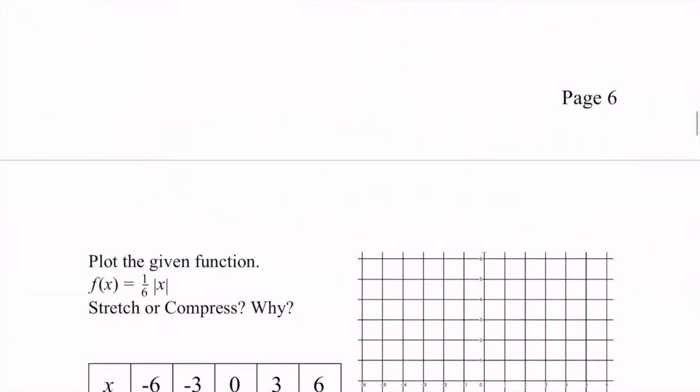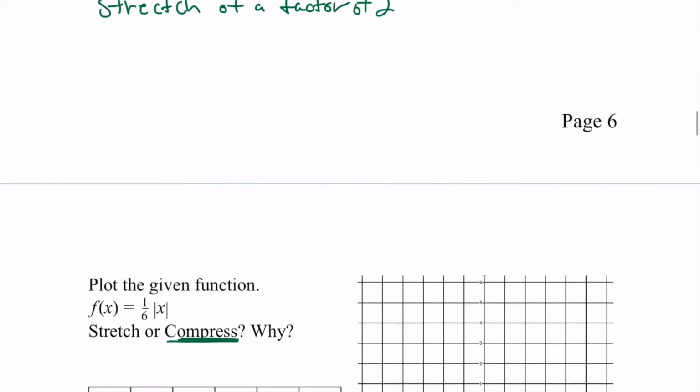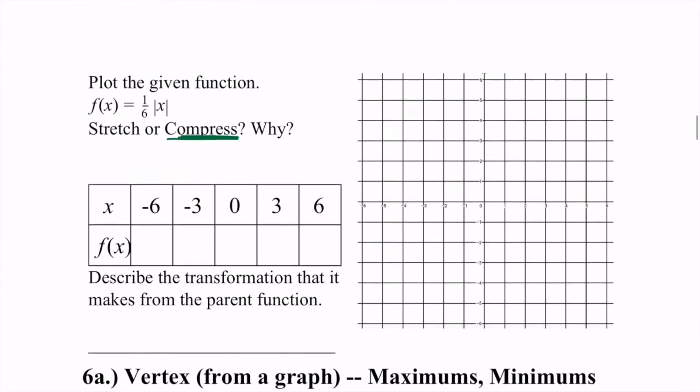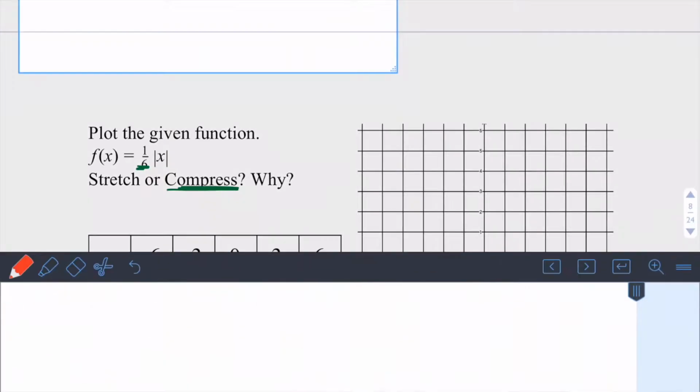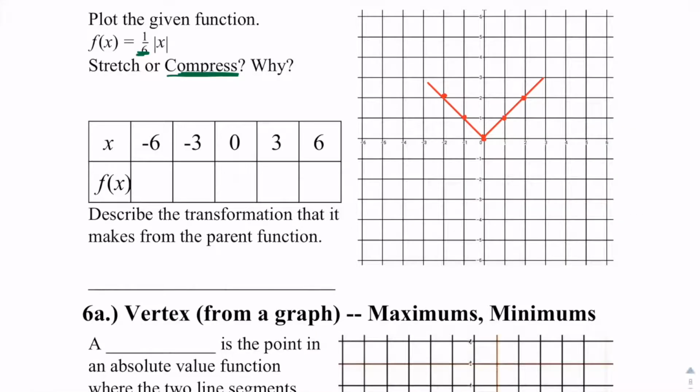Let's look at another example of vertical compression, which, like we mentioned above, is a positive fraction between 0 and 1. So we look here and we have a positive fraction in front of our absolute value, 1/6. So let's plot our parent function, which is always how we start. And we have 0, 0, 1, 1, 2, 2, negative 1, 1, negative 2, 2. So let's sketch in our lines and have our parent function. Let's fill out our table.